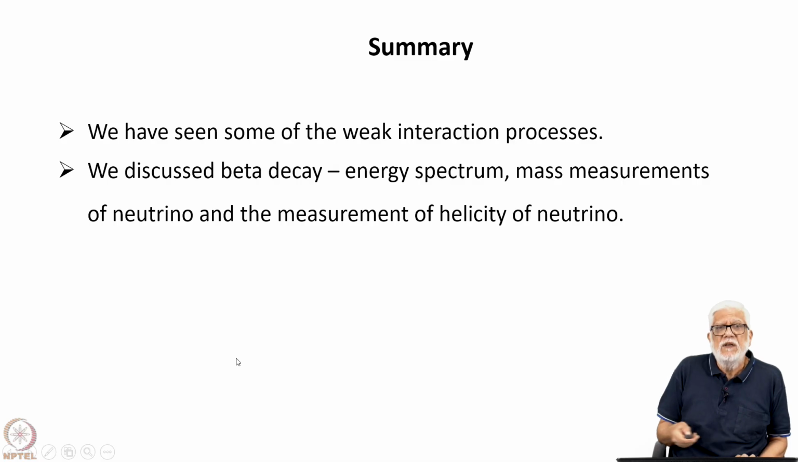Okay, so in summary, we have seen some of the weak interaction processes. We have discussed beta decay, in particular the energy spectrum, mass measurements of the electron type of neutrino, and the measurement of helicity of the neutrino. Thank you.